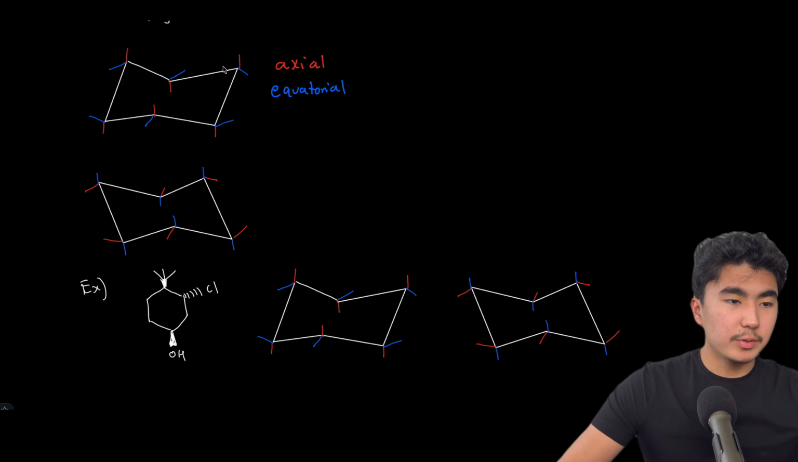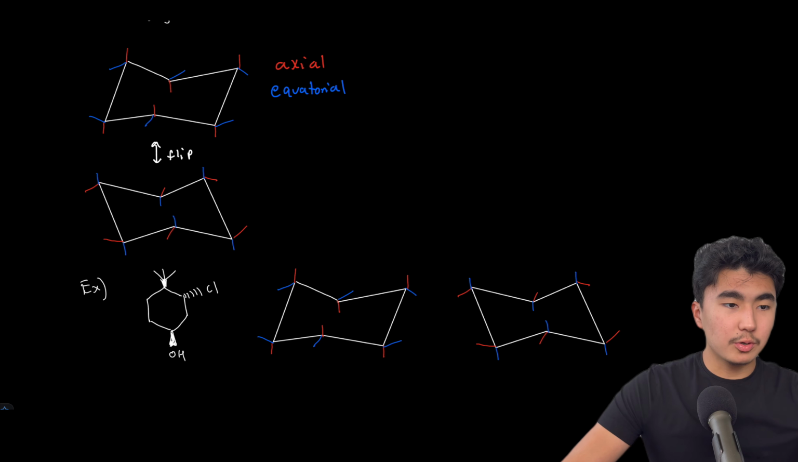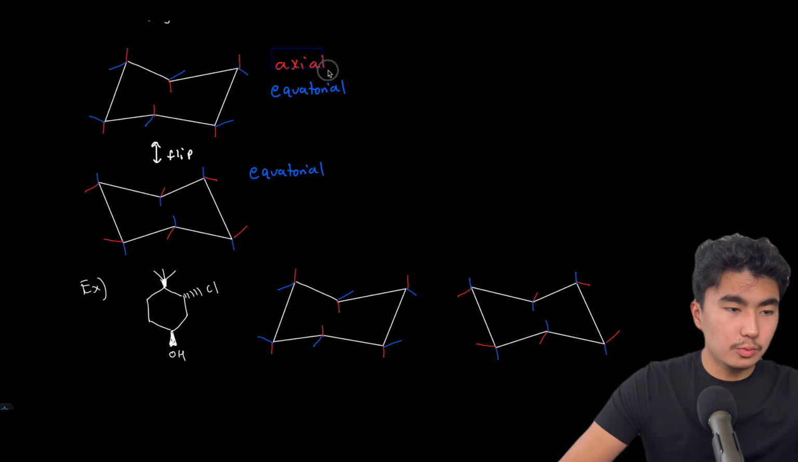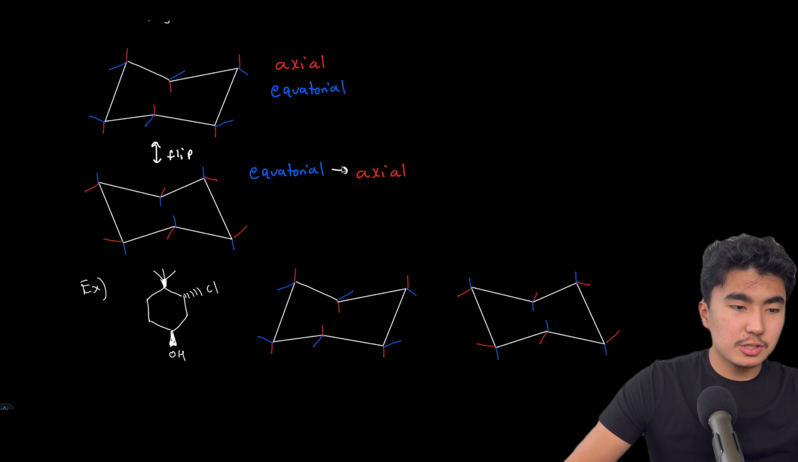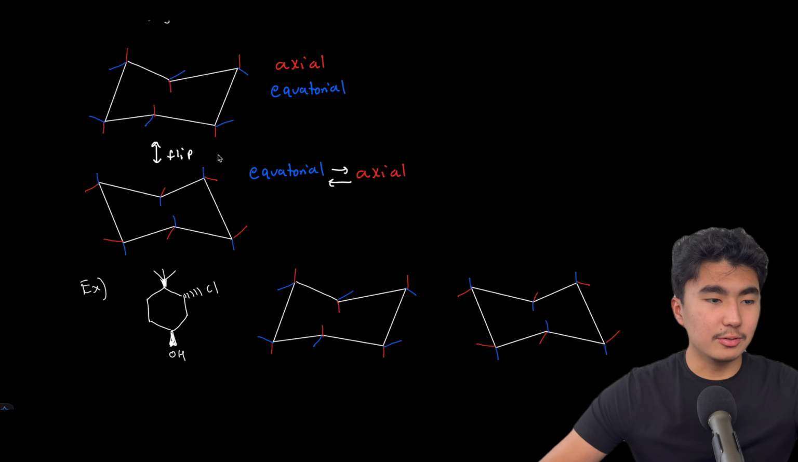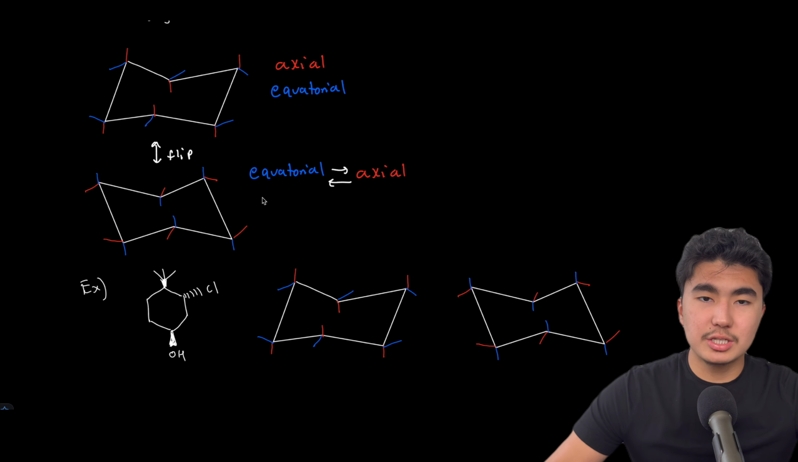So when we do what is known as a ring flip, so this would be when we flip that, our equatorial positions are going to turn into axial positions, and our axial positions are going to turn into equatorial positions. So as you can see, I kept the colors the same just to illustrate this. Our equatorial positions over here, like on this carbon over here, flipped and went to the axial position.